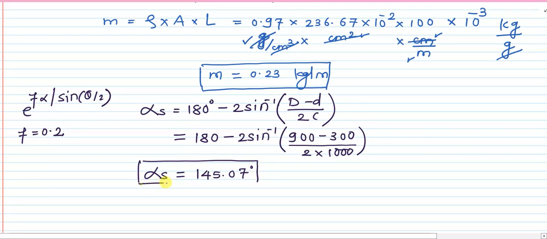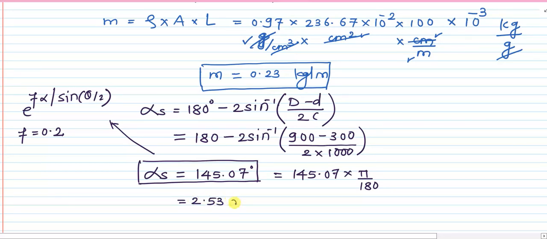Alright, now we have this answer in degrees. We have to convert it into radians for usage in this expression, so we will not use degrees there. So we convert 145.07 into pi by 180. In radians, it comes out to be 2.53 radian. That is the alpha s, which we will be using in the expression.